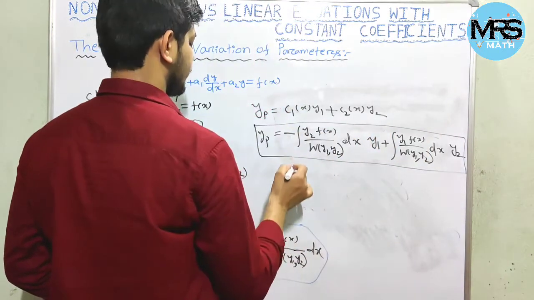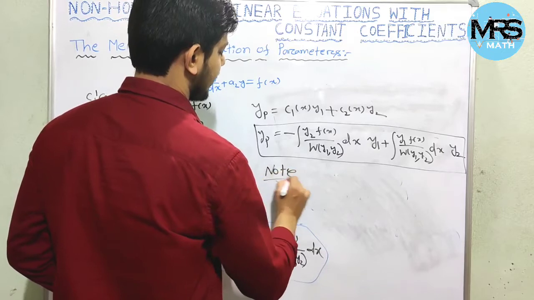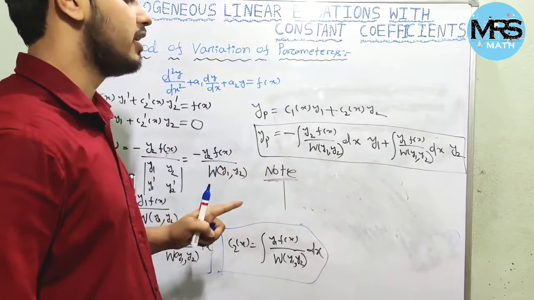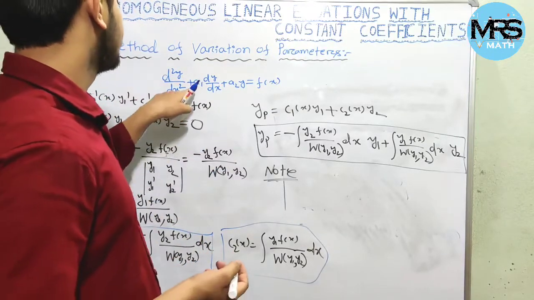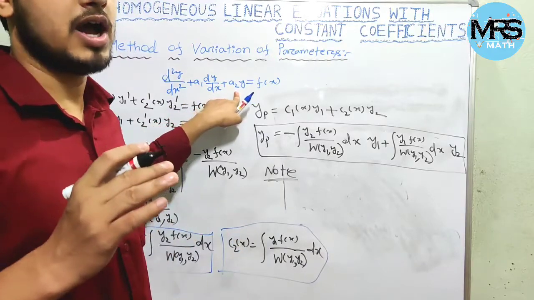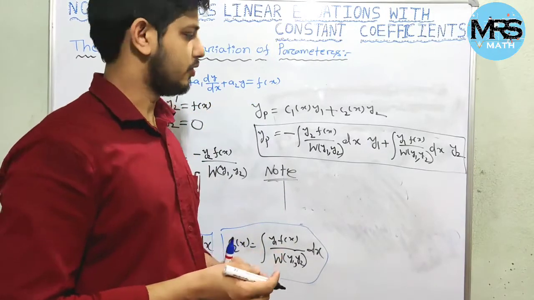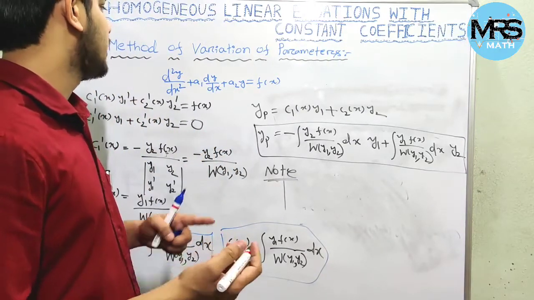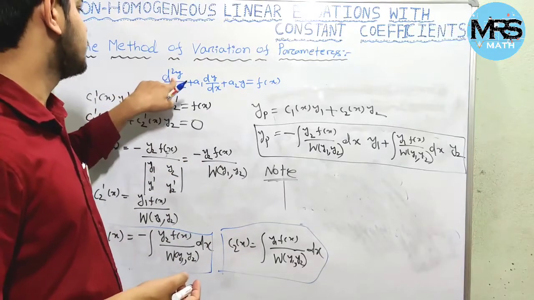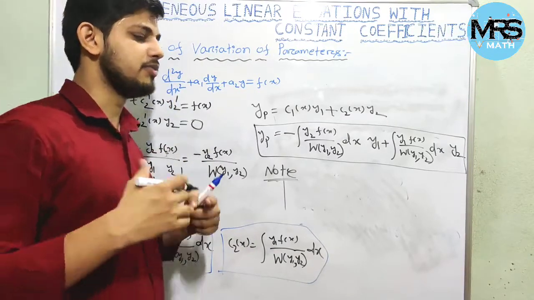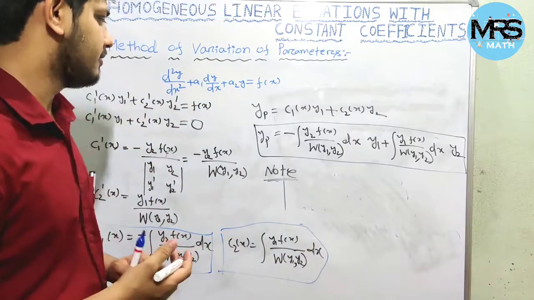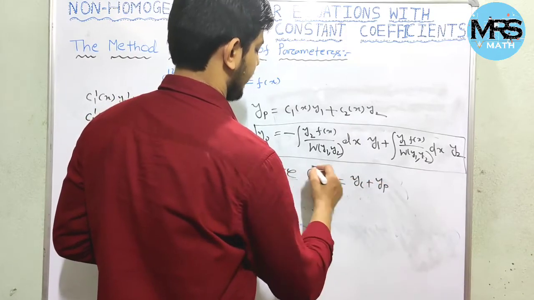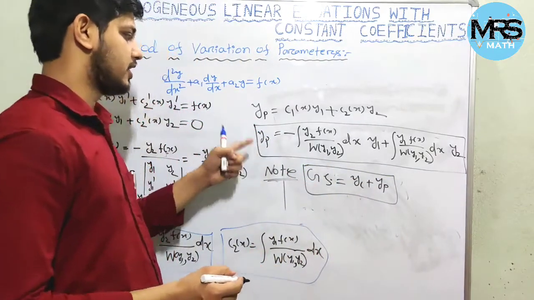Here note that this variation of parameters method we can apply even if a1 and a2 are two functions of x. And this formula we can extend up to the nth order. Here we have considered up to the second order, but this method can be extended up to the nth order. So our general solution is yc plus yp. Hope this method is clear to you.